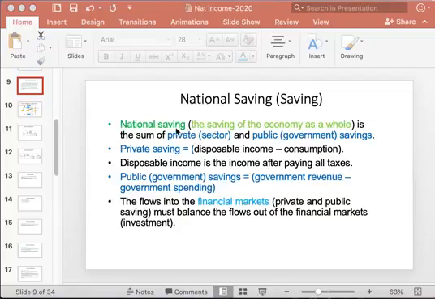So national saving is nothing but the saving of the economy as a whole, and it is equal to the sum of private saving and public savings. And private saving is nothing but disposable income minus consumption, and disposable income is nothing but the income after paying all taxes.